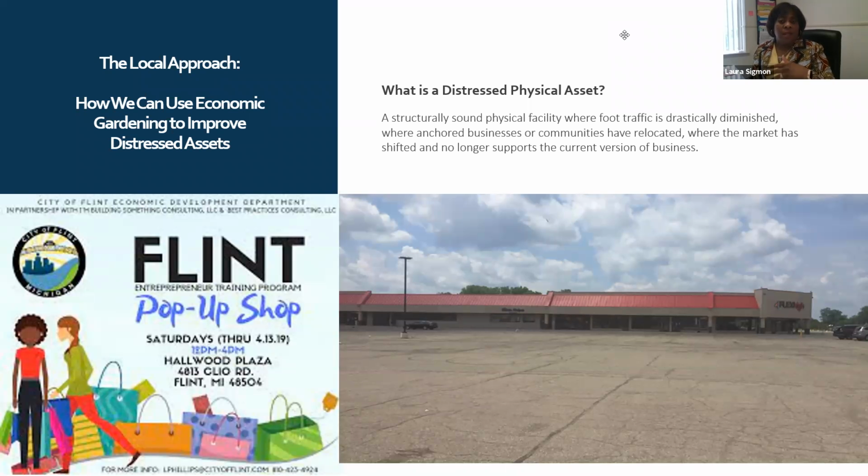This distressed process did work, as a real quick illustration. What you're seeing right now is an underutilized strip mall in the city of Flint called Hallwood Plaza. 28 potential stores, but only two of them were activated. The city of Flint met with the owners of this Hallwood and decided that they would allow Best Practices and a few others to run really concentrated advanced boot camp pop-ups that were operating like sublet opportunities in Hallwood Plaza.